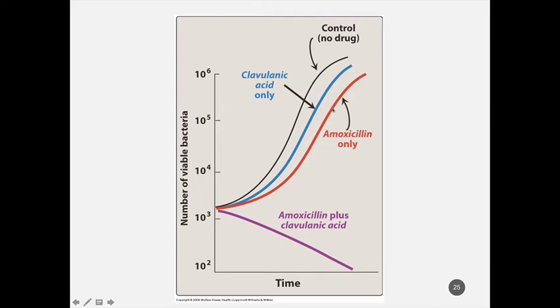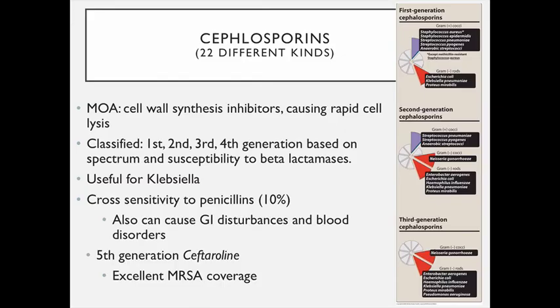So this means that this particular bacteria is resistant to amoxicillin. However, if you add amoxicillin plus clavulanic acid, you put them together, then you have a sudden decrease in number of viable bacteria over time. So that's how these rejuvenators work. They don't do much on their own, but in tandem, they have quite a bit of efficacy.